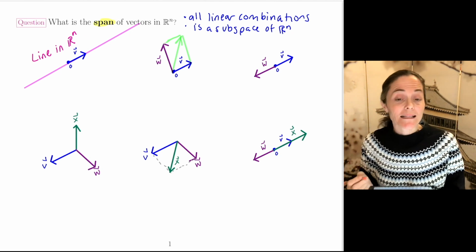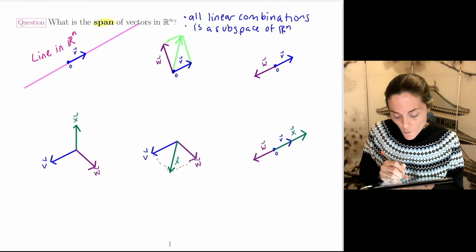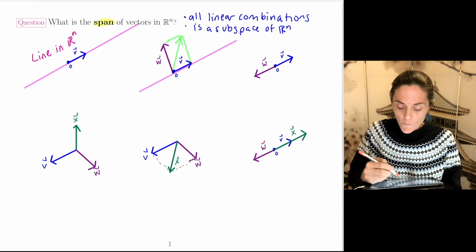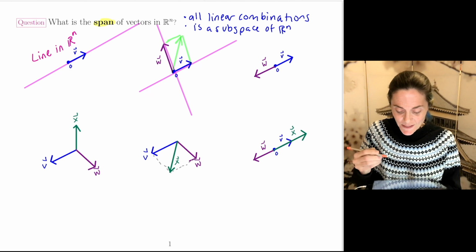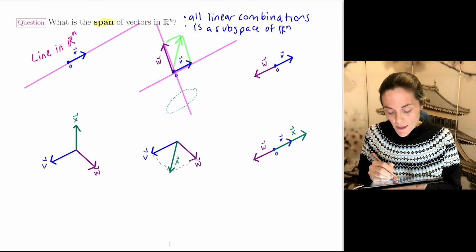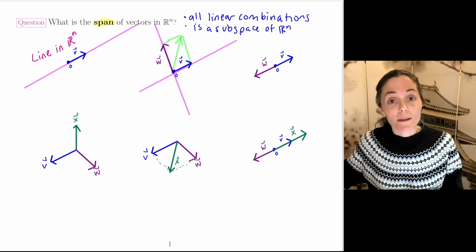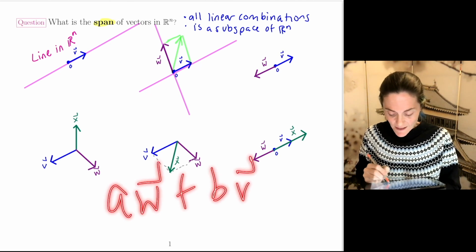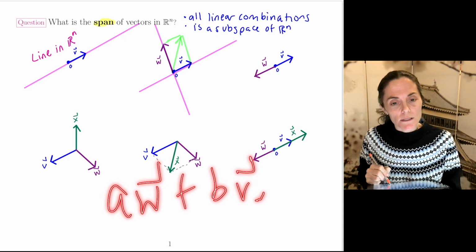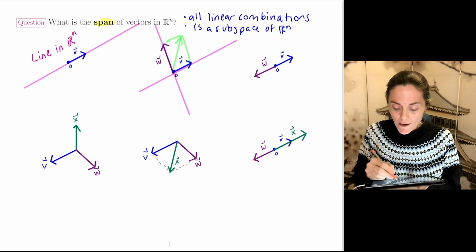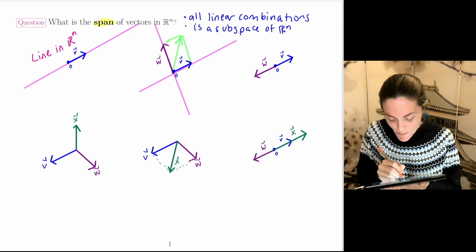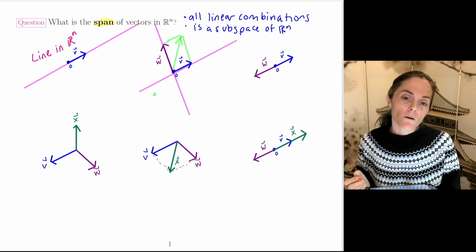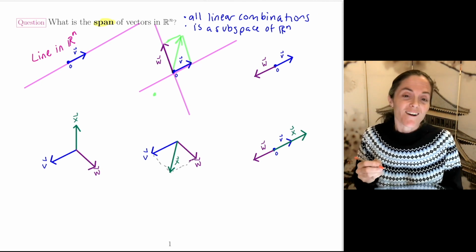Okay, but that's definitely not the only thing in the span. We could have all multiples of V, which would trace out this line. We could have all multiples of W, which would trace out this line. And then, all linear combinations, so I'll say AW plus BV, where A and B are real numbers. So in particular, let's pick our favorite point here. Can I write that as a linear combination of V and W? Sure, let's figure out what it would be.